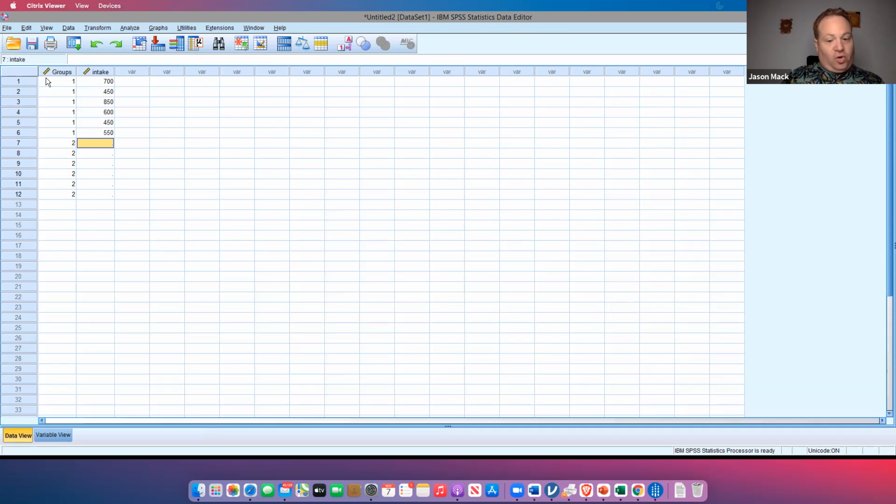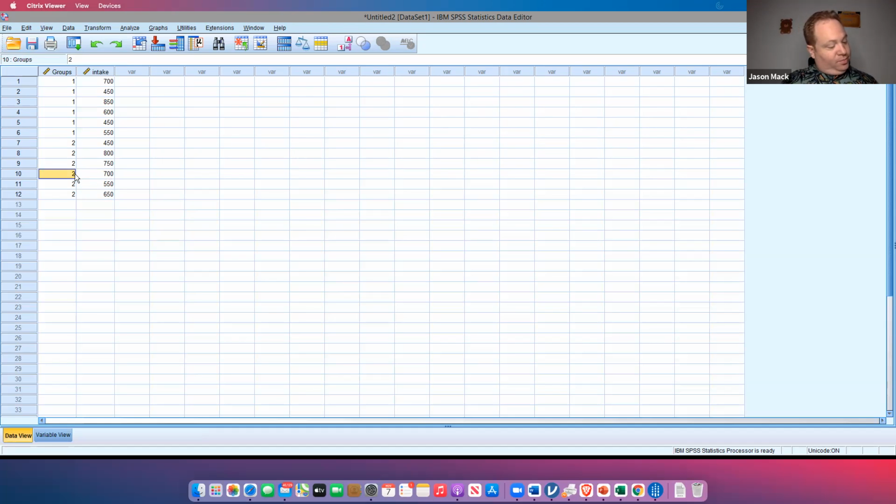Now, for the other group that ate faster, we had 450 calories. Then we had 800. Then we had 750 and 750. And then we had 700, 750 and 700, my bad. And then we had 550. And then we had 650, like that.